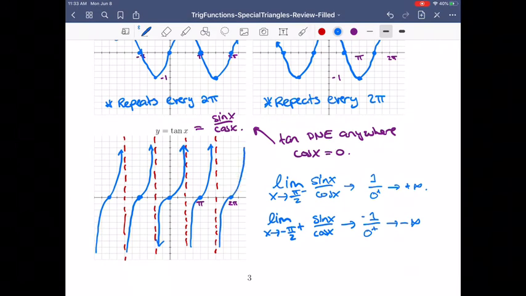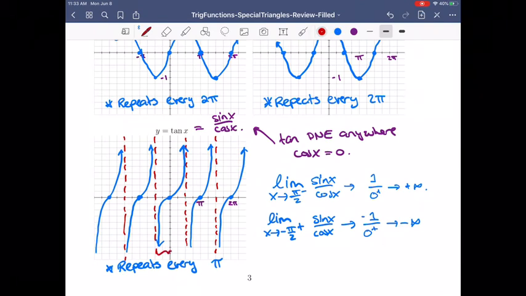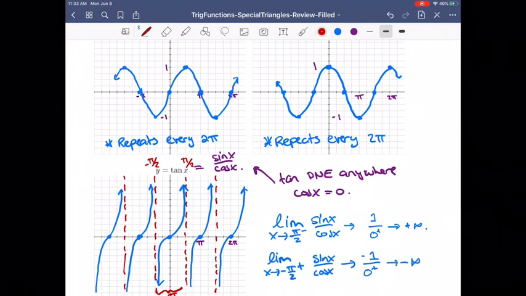For tangent, this one repeats every pi. Notice that this interval here is length pi, because it goes from negative pi by 2 to pi by 2. So those are the basic graphs. You can find the other graphs by doing 1 over these graphs. These are the main ones that you should have an idea of what they look like and how to compute values for. So these are the 3 most important trig functions.